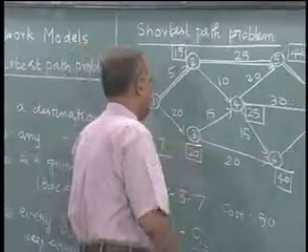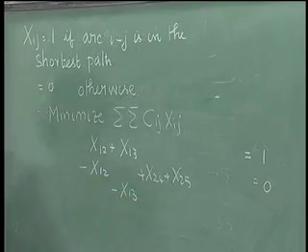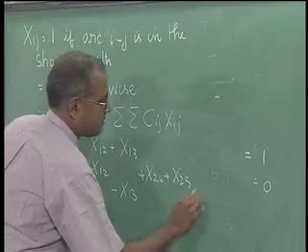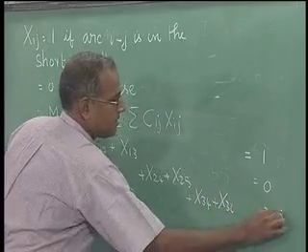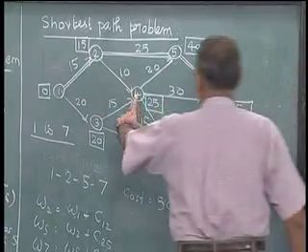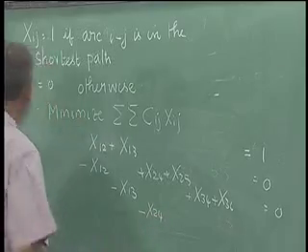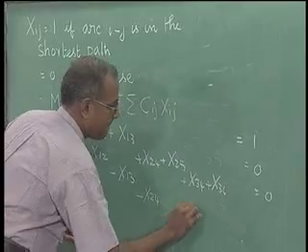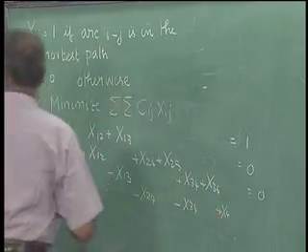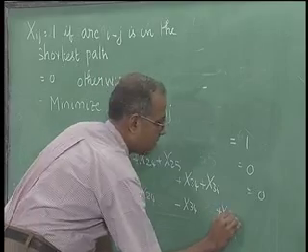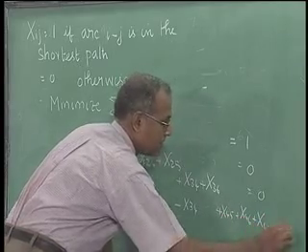Now, for this node, we will have minus x13 plus x34 plus x36 equal to 0. Now, for this one, we will have minus x24 minus x34 plus x45 plus x46 plus x47 equal to 0.